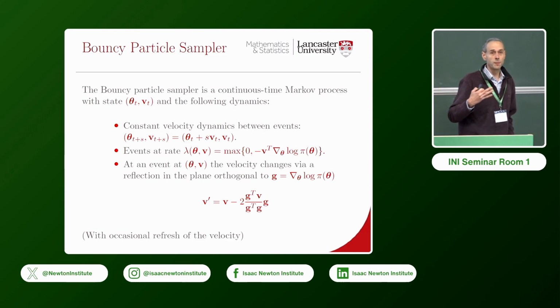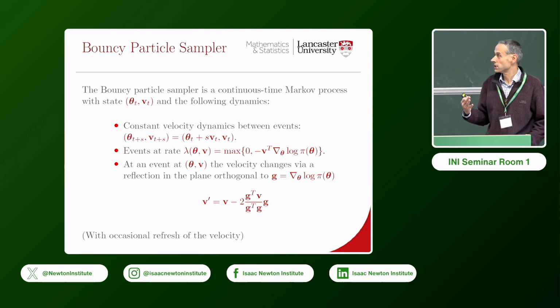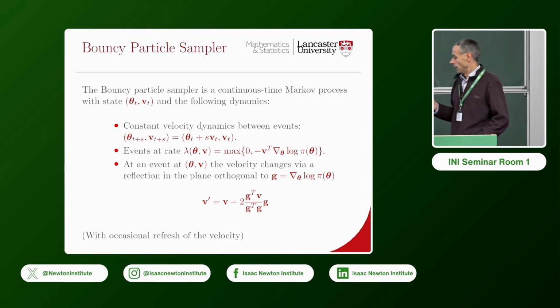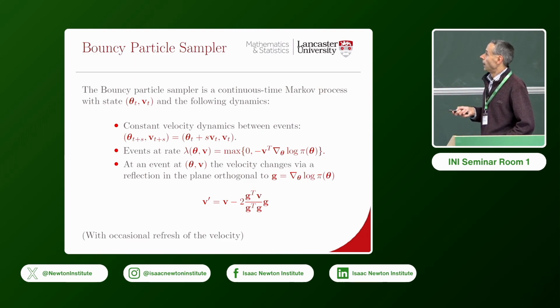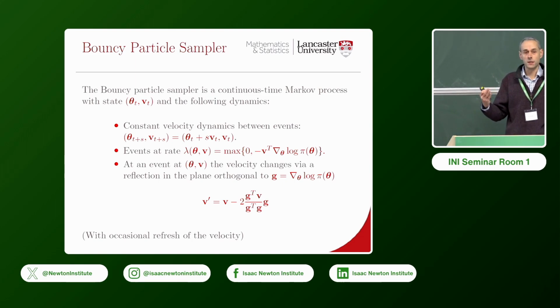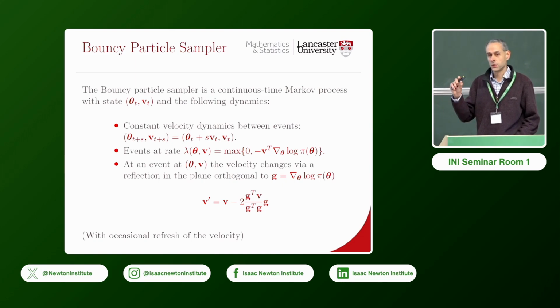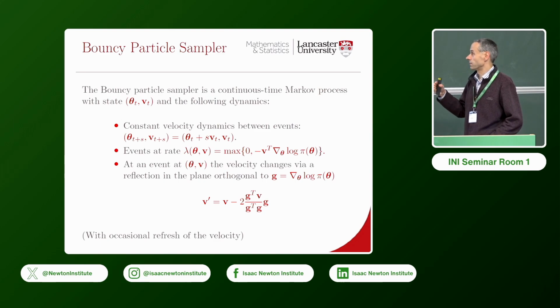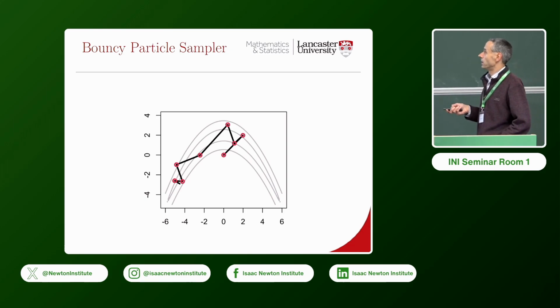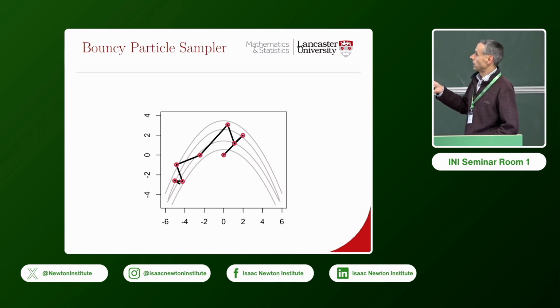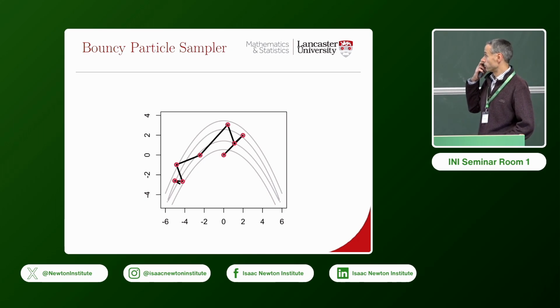And then the final thing is what happens when there is an event. At an event, the position theta remains unchanged, but the velocity changes, and the velocity is just reflected. Essentially, if you think about the gradient of log pi at the position theta where the event occurs, all that happens is the velocity component in the direction of the gradient is just flipped. And this is just showing what a realization of the bouncy particle sampler would look like for some two-dimensional target distribution, whose contours are given by the gray lines.